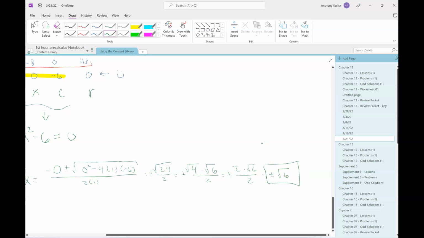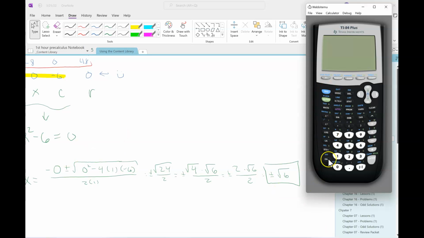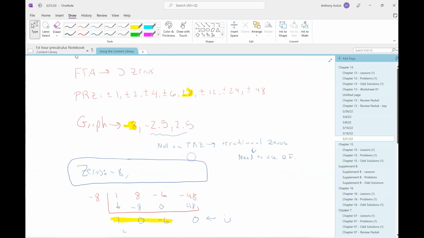And if you type that into your calculator, it is right around 2.5. Let's just confirm that for us. Look at that. Right around 2.5. That's the other x-intercepts we saw, plus or minus the square root of 6. Everybody cool? Let's write that down in our 0 box.